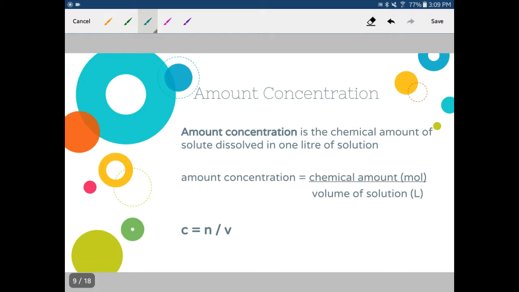Now, if we look at our last type of concentration calculation, this is our most common type of concentration calculation in chemistry, and it's called amount concentration. Amount concentration looks at the chemical amount, and if you remember, chemical amount means moles of solute dissolved in 1 liter of solution. So it's moles per liter. Amount concentration we call C, and C equals your moles, which has always been n, over V. So C equals n over V, or chemical amount in moles over volume in liters.